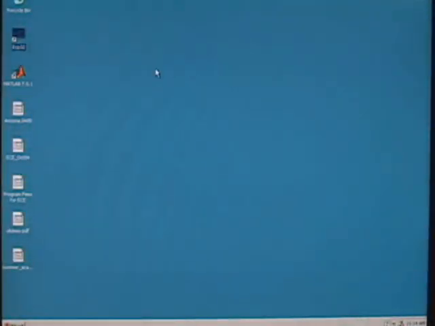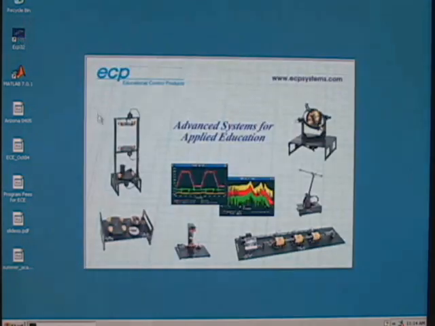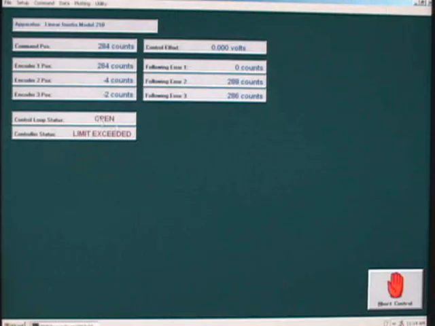We're now in the lab, and what I want to do is just walk through the steps that are necessary, which should be similar to what you've already done in labs 1 and 2. We're now in lab 3. You'll need to find the ECP icon or find it through the Start menu.